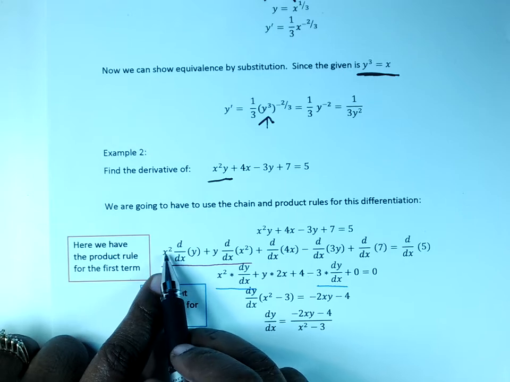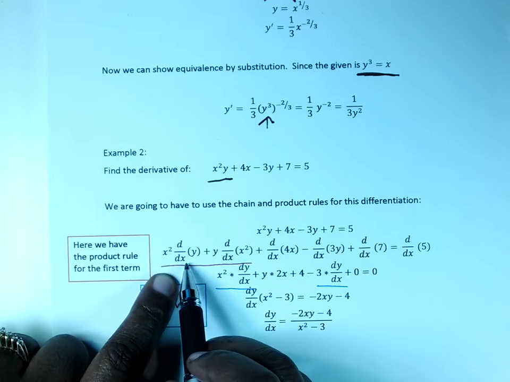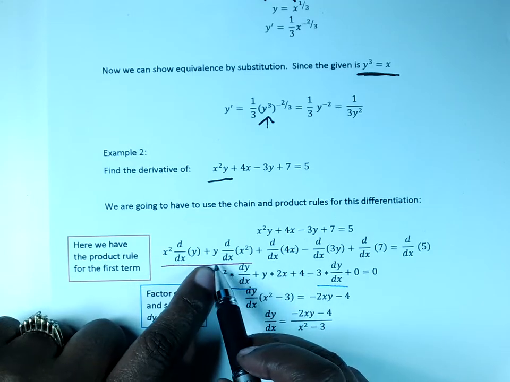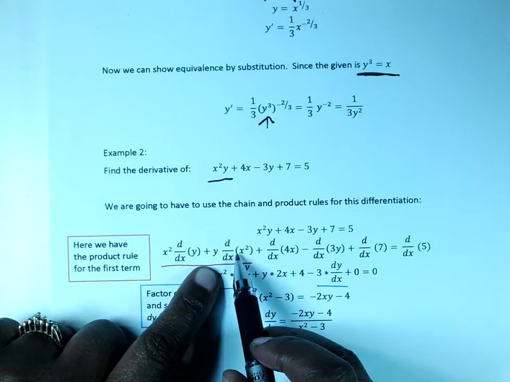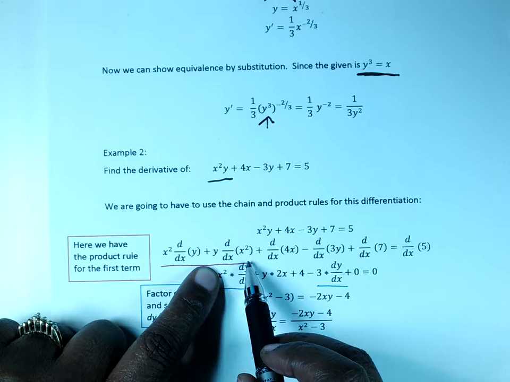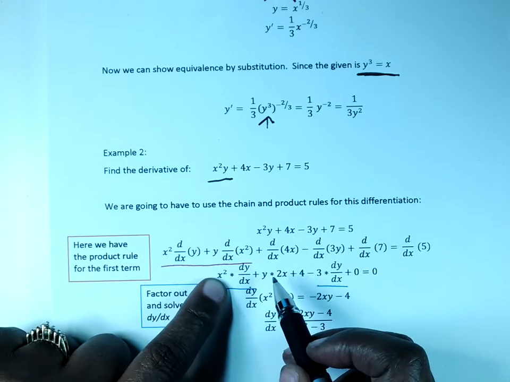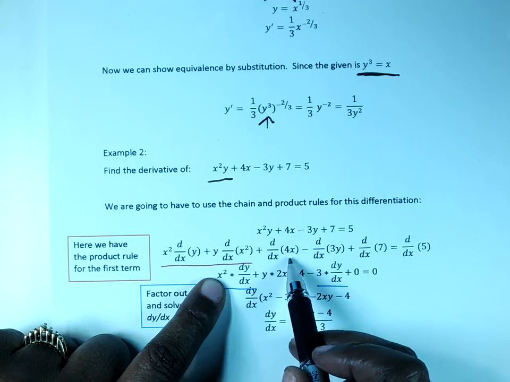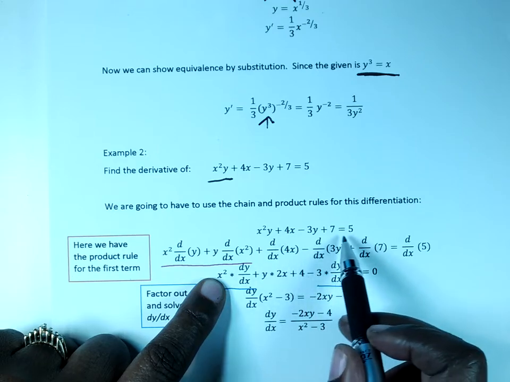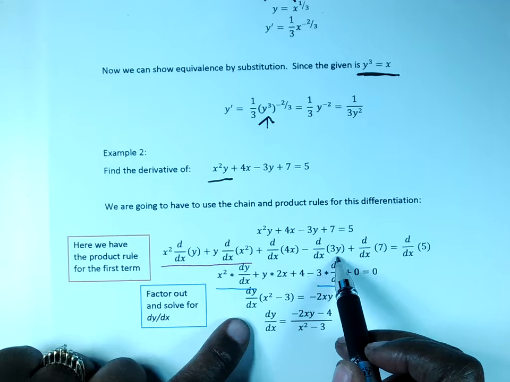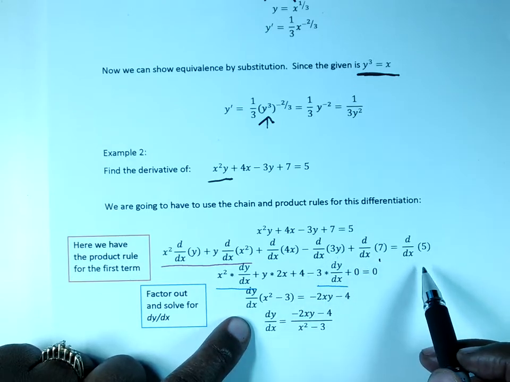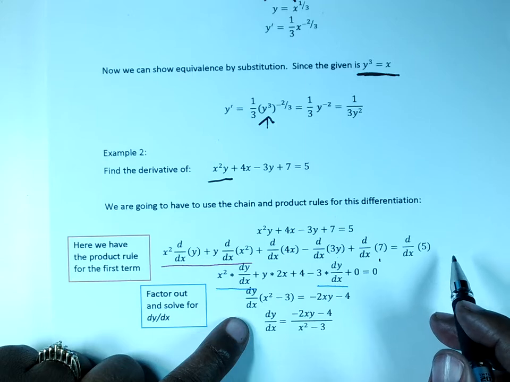Using the product rule, I have x squared, and then I'm taking the derivative of y, so dy/dx. And then I'm going to have y times the derivative of x squared. So that's the first term that I have underlined here. Then I have to take the derivative of 4x, the derivative of 3y, the derivative of 7, and the derivative of 5. So each term I'm looking at differently.